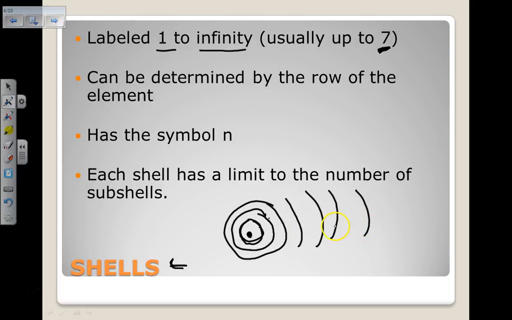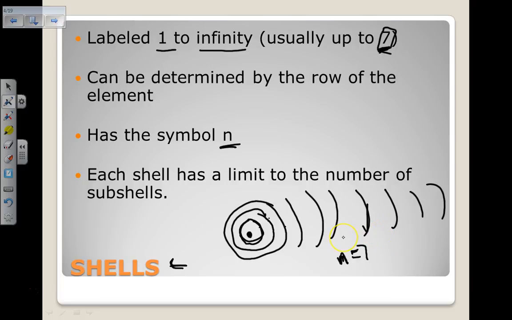Electrons can move, like I just said, so the electrons could go out to 8, 9, or 10 or whatever. But typically we only go up to 7. And you'll see me say N equals 7 because the symbol for energy level or shell is N. Okay? And so that's kind of the standard distance. So let me make sure that I got that right. 1, 2, 3, 4, 5, 6, 7.